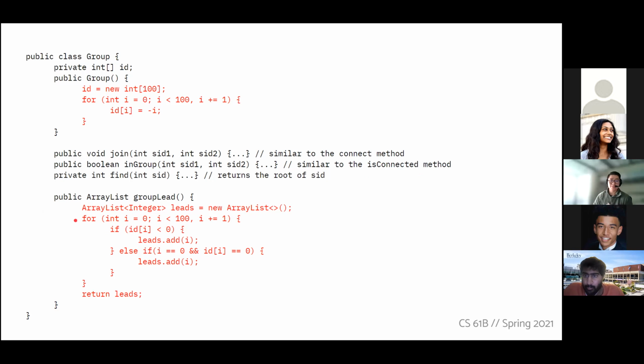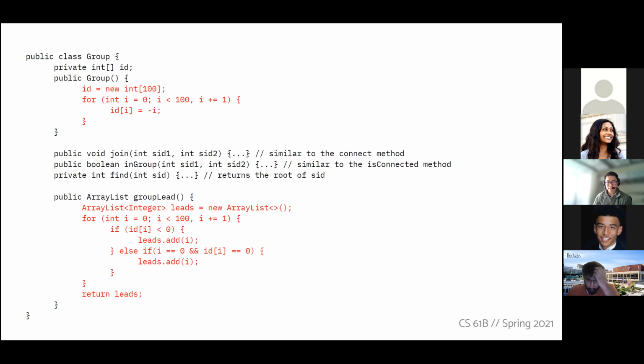And because we had previously defined the value within the array, if it's negative, we know that it is the lead of the group. And also we know that the actual value, the magnitude of that value, would be the SID corresponding to who the lead of the group is. We'd simply go through the array and add in every index that is less than 0.